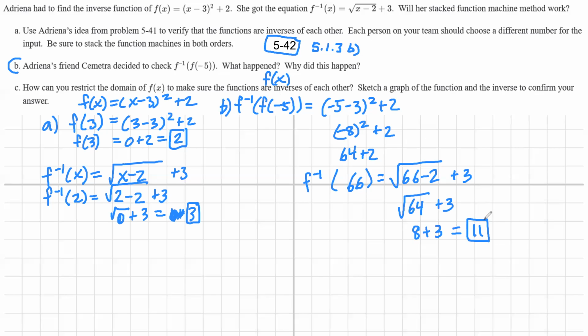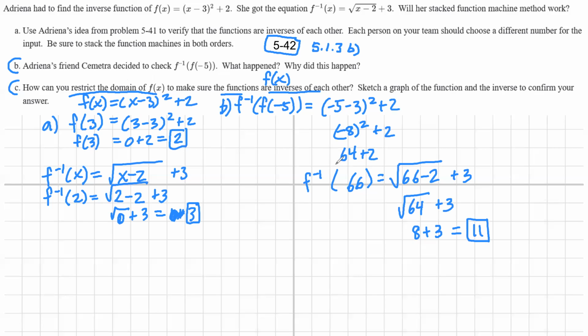Okay, let's look at part C to figure out what happened. How can you restrict the domain? Remember we talked about restricting the domain like two videos ago, earlier today. This is the third video, I'm losing track. How can you restrict the domain of f of x to make sure the functions are inverses of each other?